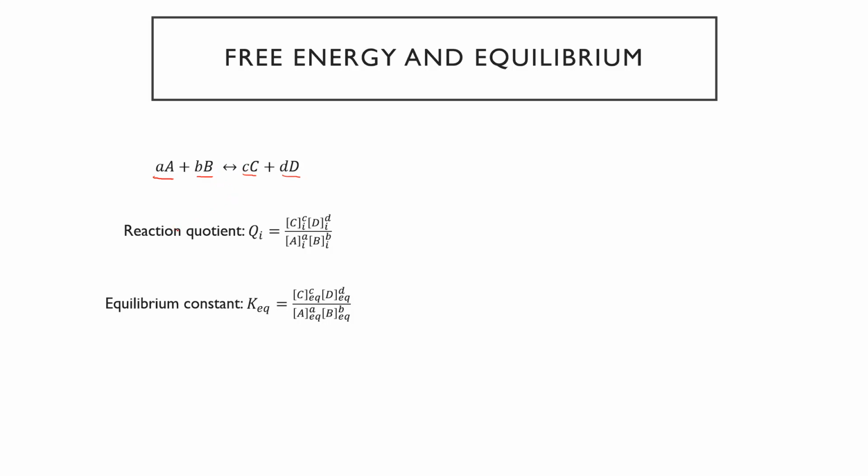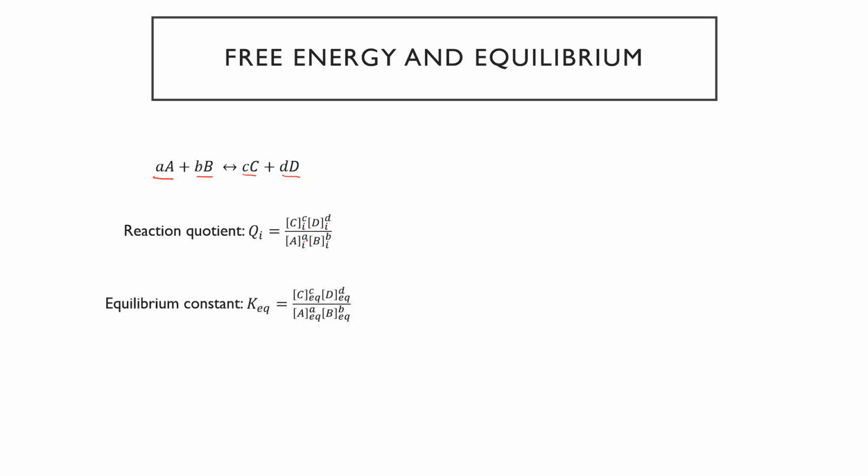At any given time, you can describe what's called the reaction quotient. Q sub i, where i in this case means initial, but it could be at any point along a reaction, is equal to this ratio: the product of the concentrations of the products over the concentrations of the initial substances. So the concentration of C to the power of little c times the concentration of D to the power of little d, and so on.